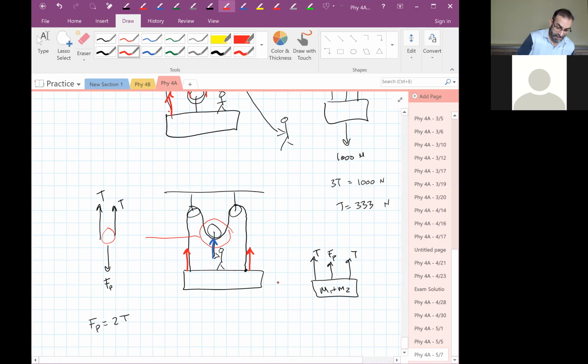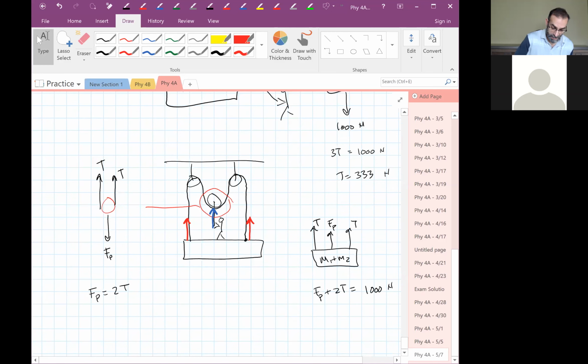You could have just said this whole thing is my system, and I've got 1, 2, 3, 4 pulling up. But if you didn't see that offhand, then my way here is breaking it down a little bit more methodically, I think. So what is this equal to? This is F pull plus 2T has to be the total weight. And F pull is equal to 2T. And so T is 250.